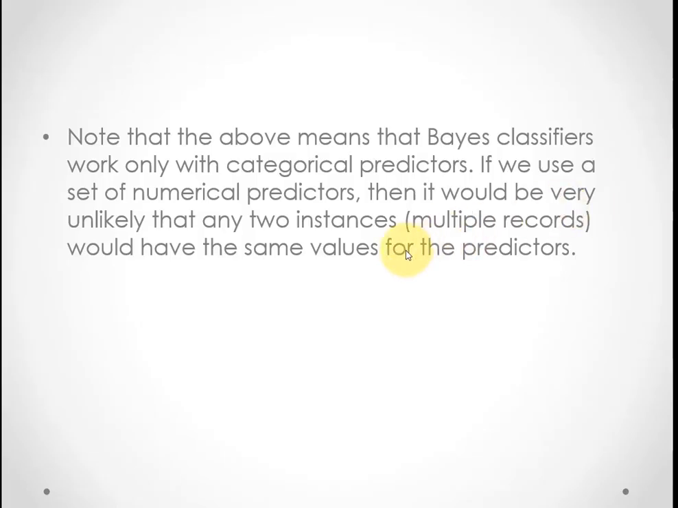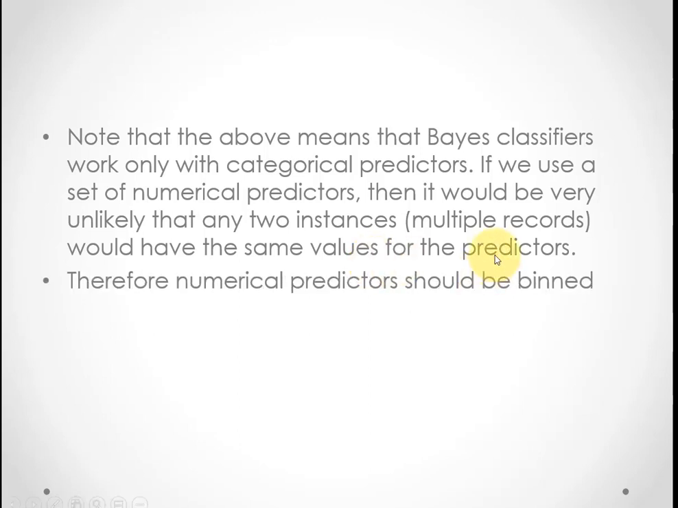So once again, note that the above means that Bayes classifiers work only with categorical predictors. If we use a set of numerical predictors, then it would be very unlikely that any two instances, that is multiple records, would have the same values for the predictors. Therefore, numerical predictors should be binned.